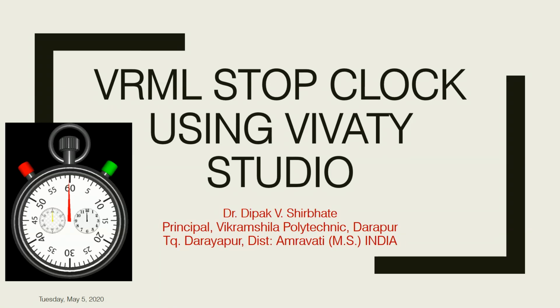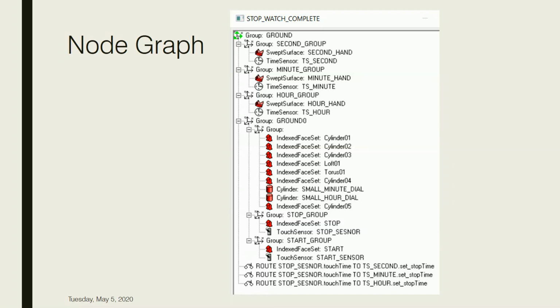Today I'm going to demonstrate a VRML, Virtual Reality Modeling Language, stop clock using Vivati Studio. This will be the node graph for the stop clock. We will be using some swept surfaces. We will be using three time sensors for the second hand, minute hand and hour hand, and we will be using three routes also. So this is the simple node graph of the stop clock.